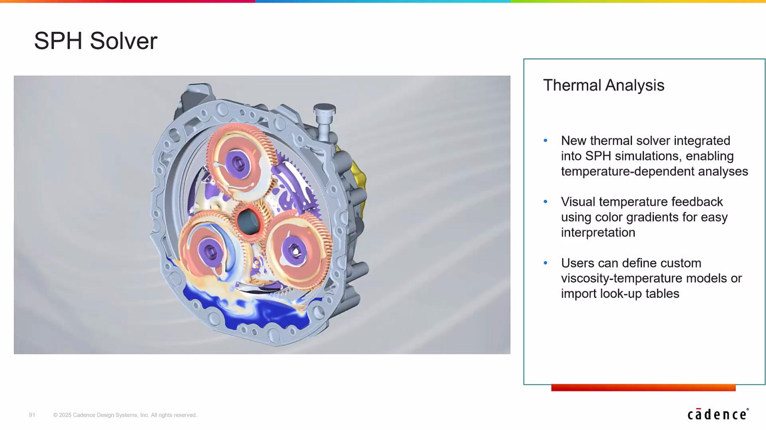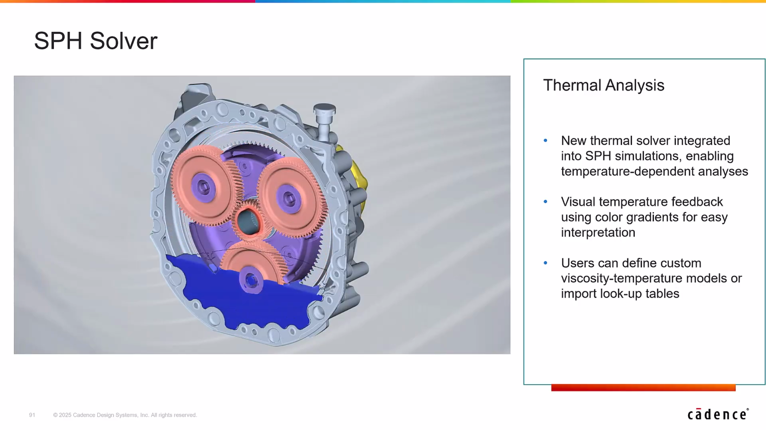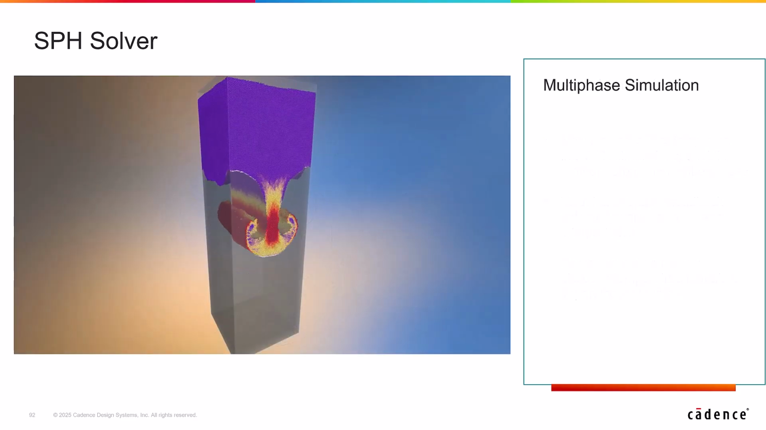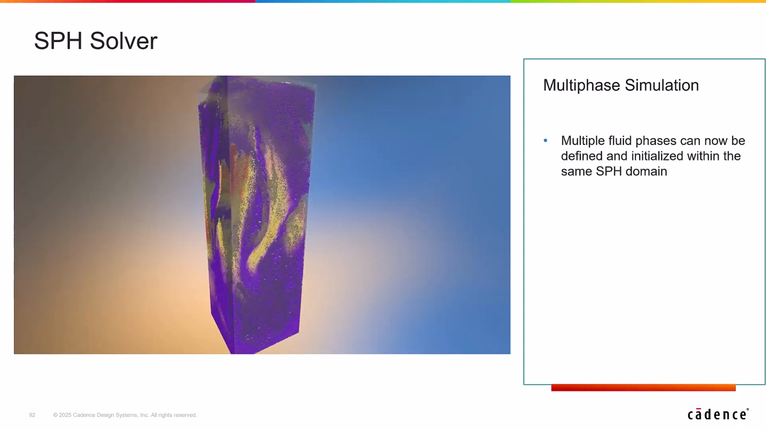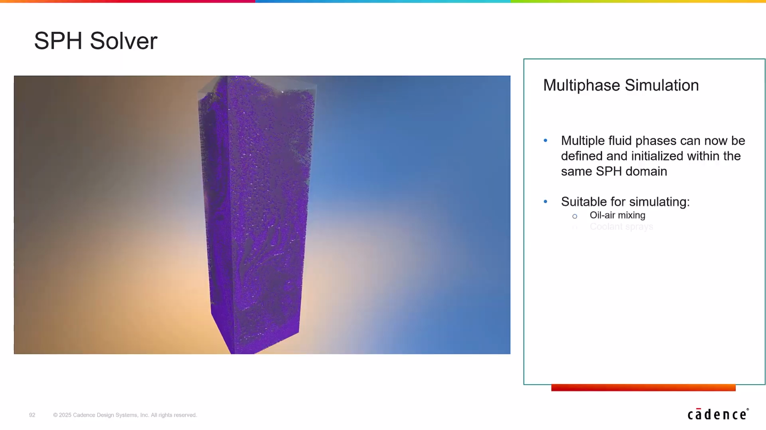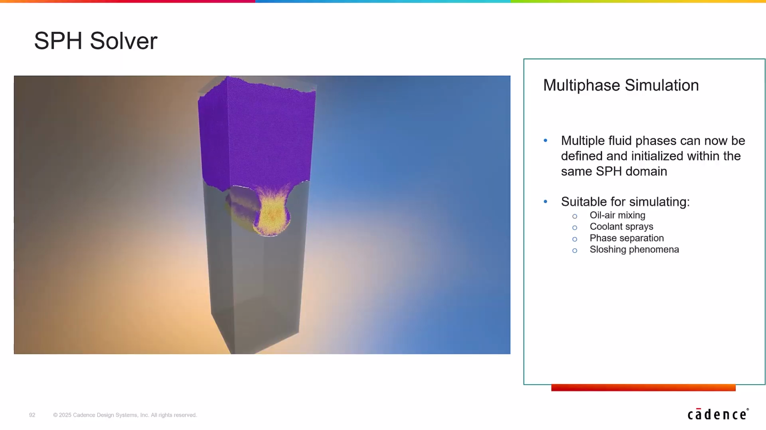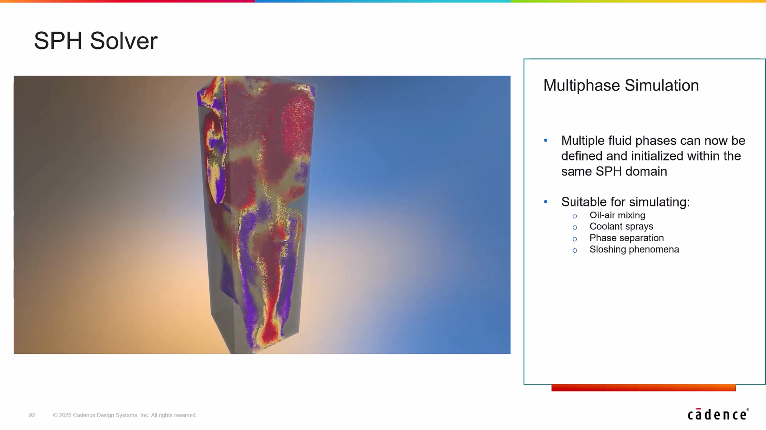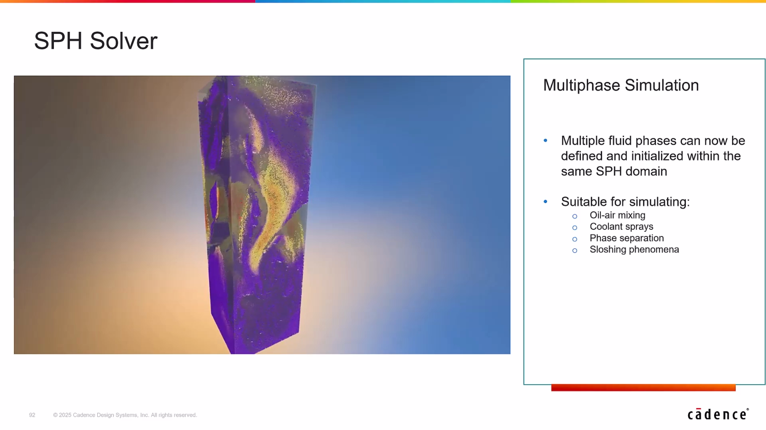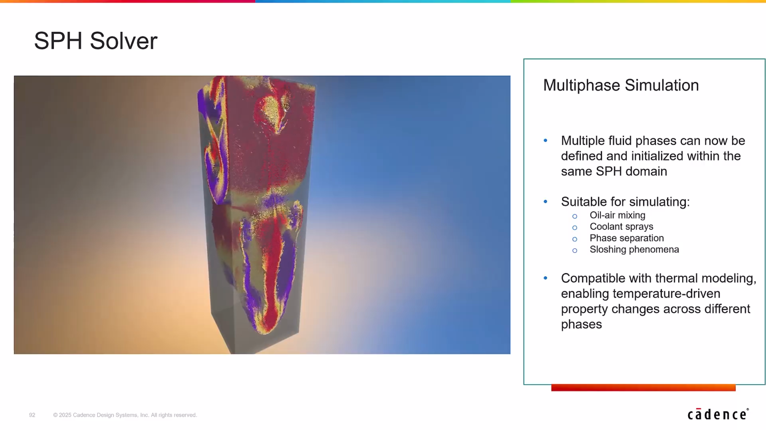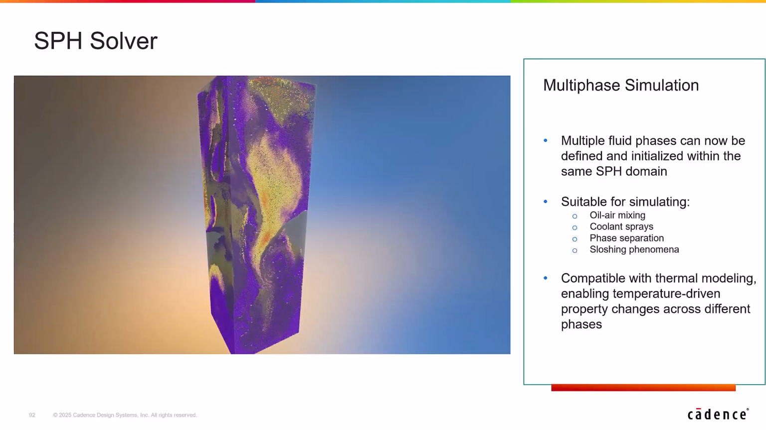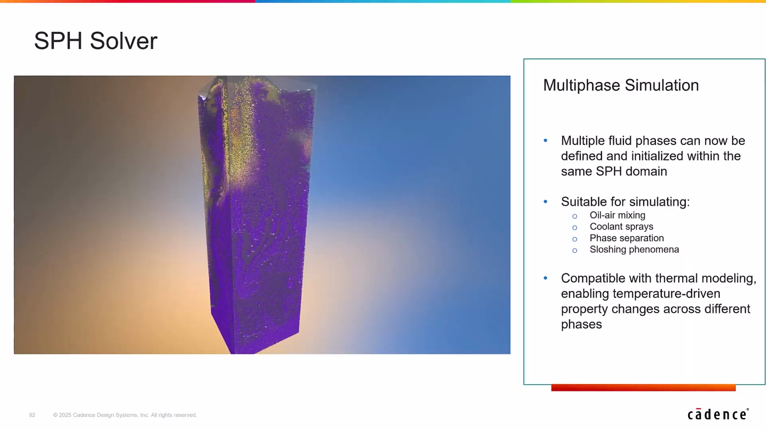Users can define custom models or import lookup tables to accurately capture how viscosity decreases in high temperature regions, such as near gear teeth. ANSA SPH solver now supports multi-phase simulations, enabling the modeling of interactions between fluids with different properties. This capability opens the door to simulating a wide range of real-world engineering problems where multiple fluid phases coexist or interact. Over time, a filament forms and becomes unstable, eventually breaking up into small droplets, demonstrating the Rayleigh plateau instability in action.